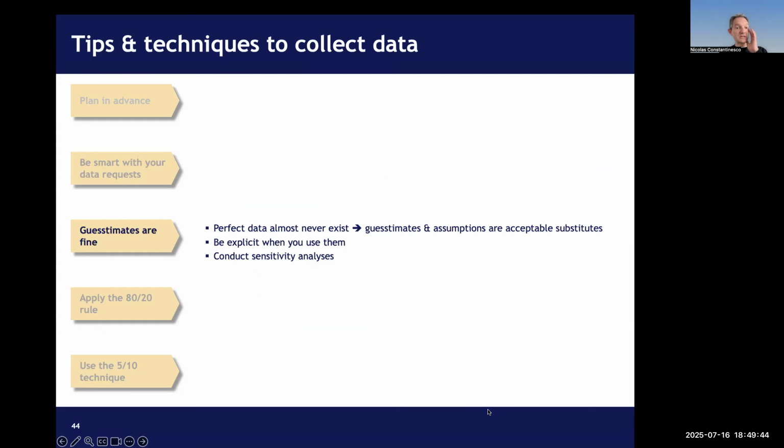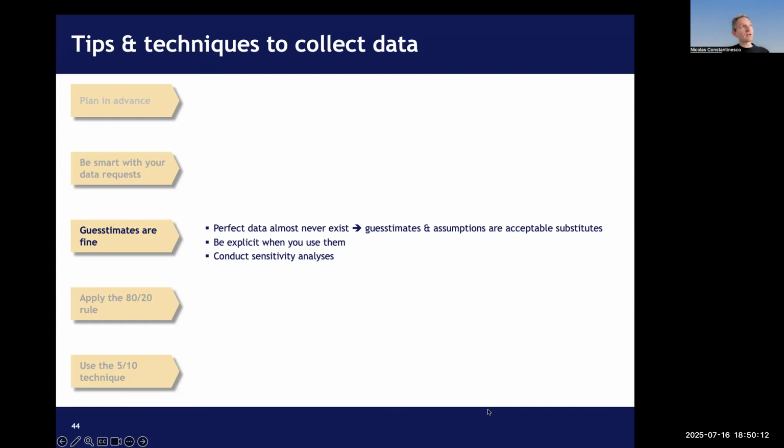Keep in mind, guesstimates are fine. It's totally fine. In fact, perfect data doesn't exist, so there's a very good chance you're going to need to make guesstimates and assumptions. You just need to be explicit when you do that. And a good idea is to also conduct sensitivity analyses. So in other words, test how sensitive your results are to changes in those assumptions, those inputs.